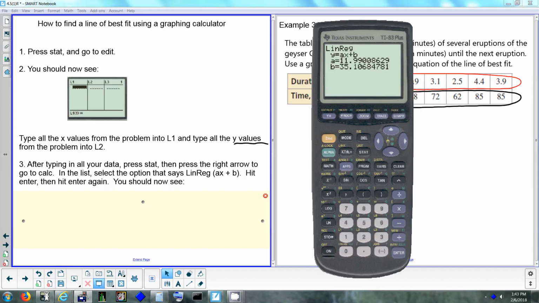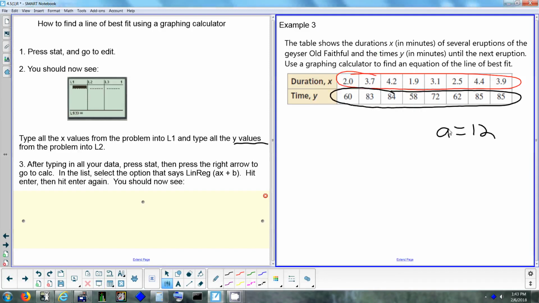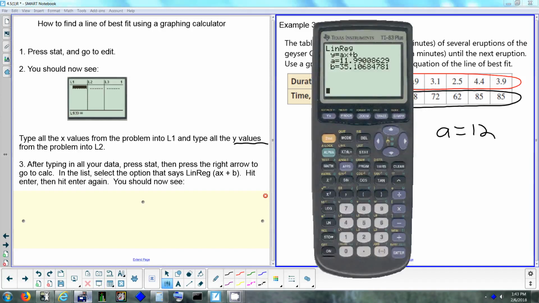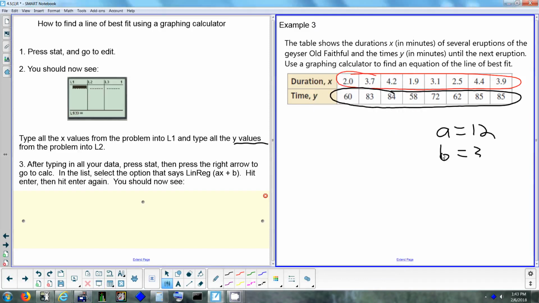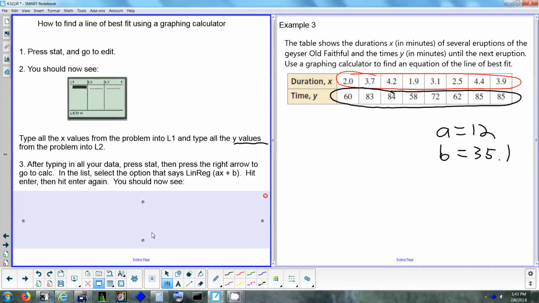Good. So what's A pretty close to? 12. Basically 12. Let's just call it 12. Let's go back to the screen. B is pretty close to 35. We'll call it 35.1. Now, let's look at what the calculator just gave us. Not that calculator, that one.